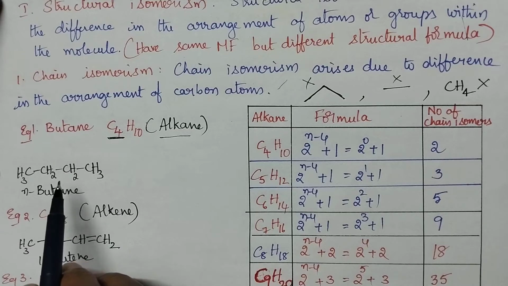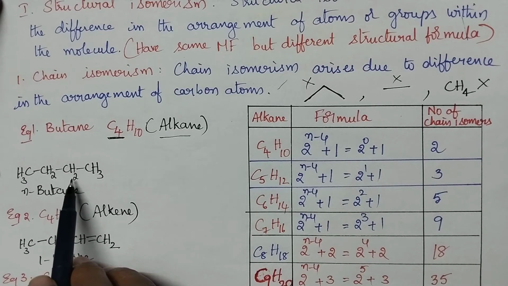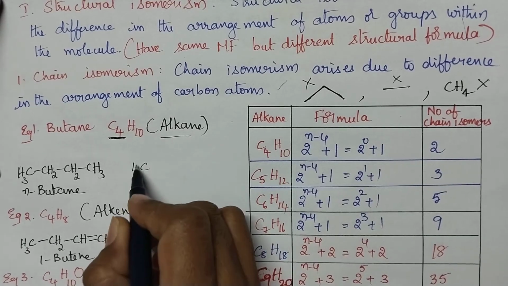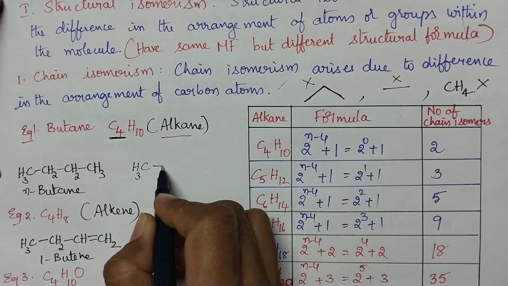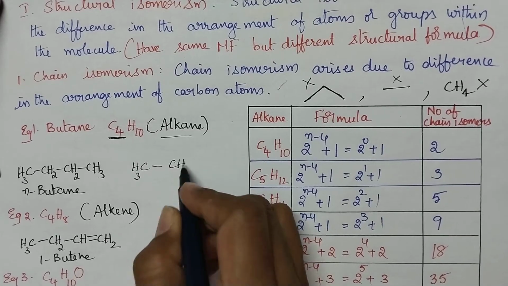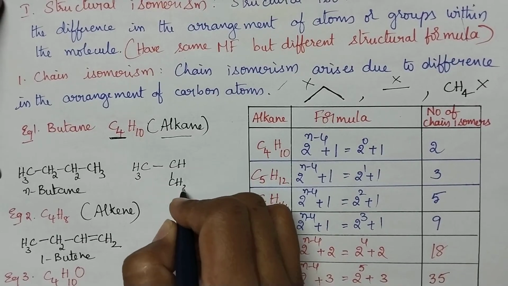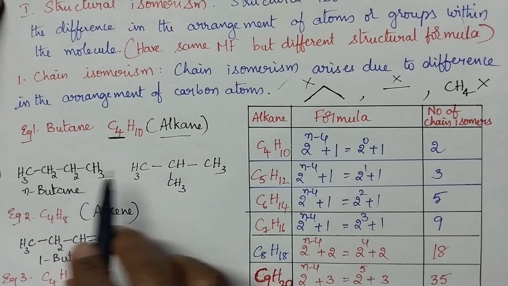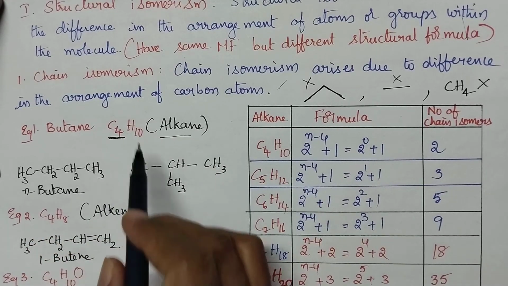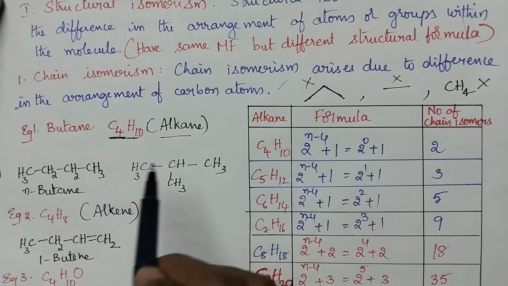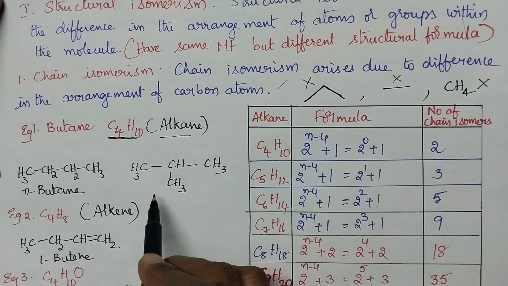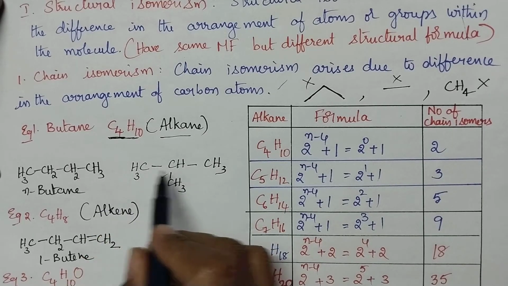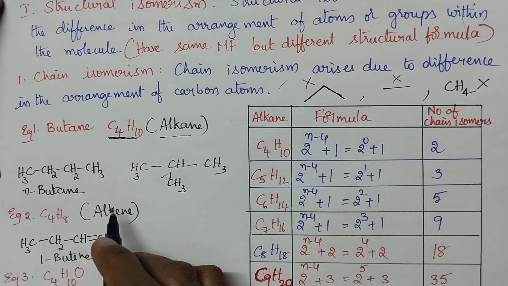Let us change the position of carbon atom in this molecule. Then we can write its chain isomer as CH3, CH, CH3, CH3. If you carefully observe these two compounds, they have the same molecular formula, but there is some difference in the arrangement of carbon atoms within the molecule. So, these two are called the chain isomers.